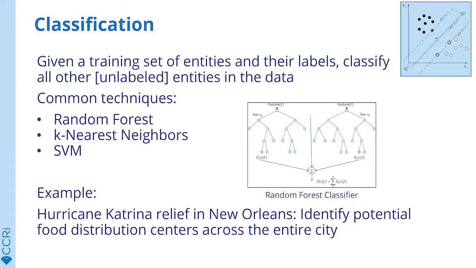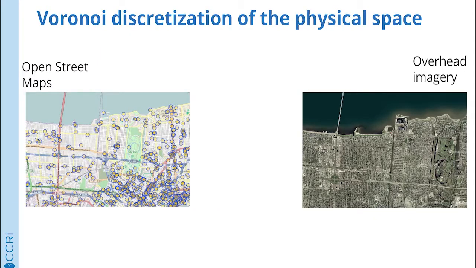So to set the stage, we're in New Orleans right after Hurricane Katrina. Disaster relief effort is going on, and we would like to identify candidate food distribution centers across the entire city. So we're looking for buildings that can hold a lot of food and that can distribute that food to localized regions until the city stabilizes. So the first thing that we do is to take our different disparate data sources. In this case, we used OSM, OpenStreetMap, and overhead imagery.